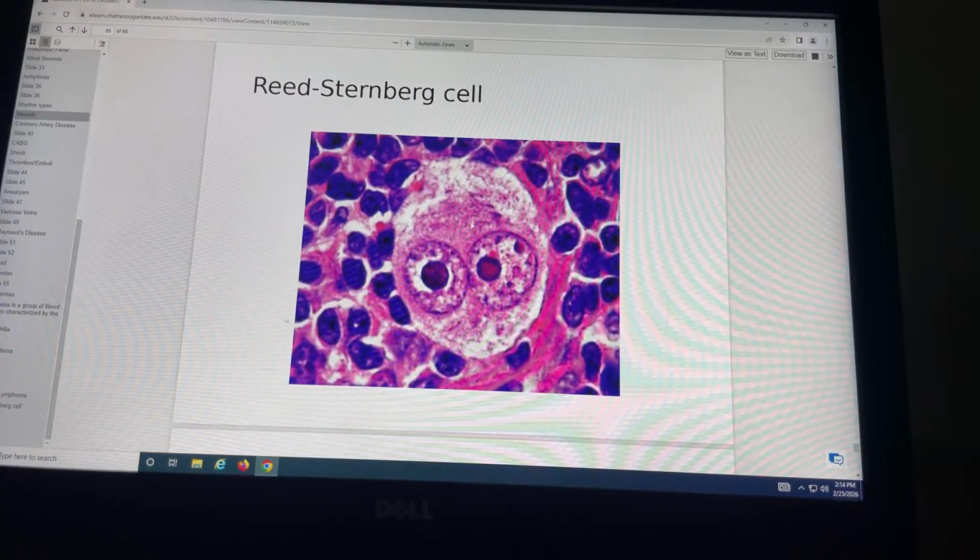Oh, wow. Oh, my God. It looks like cute little eyes to me. Glasses. It's sad because it's bad, obviously, because it's cancer, but it's just so adorable.